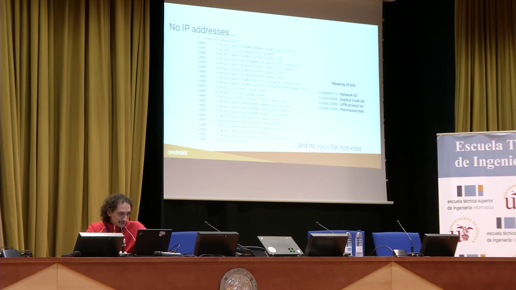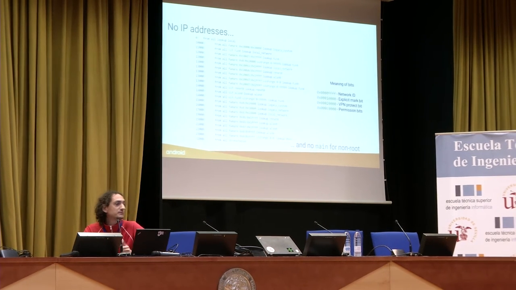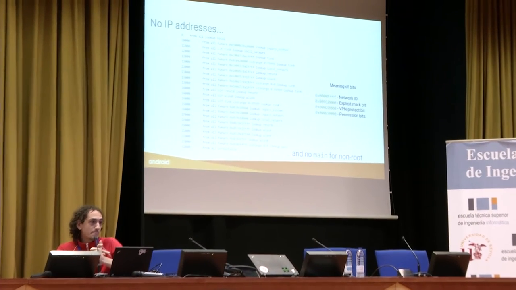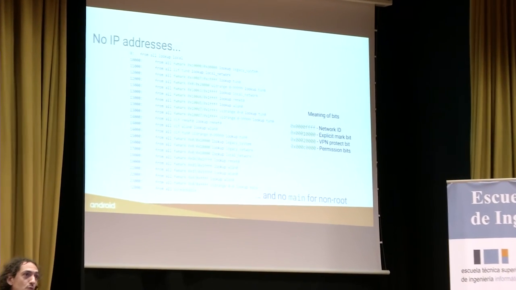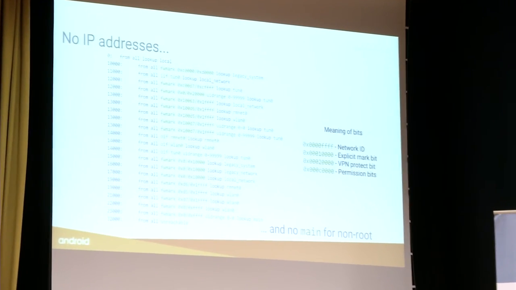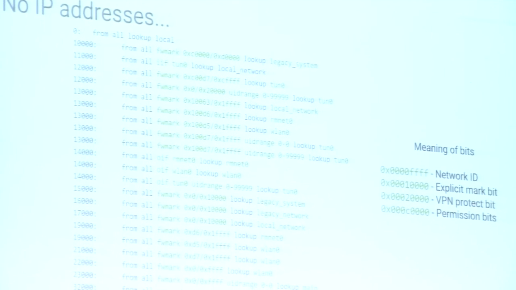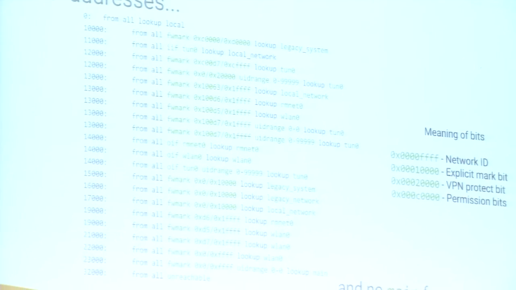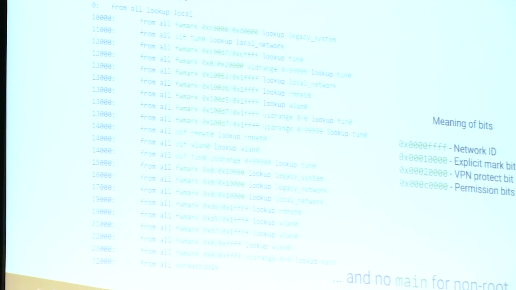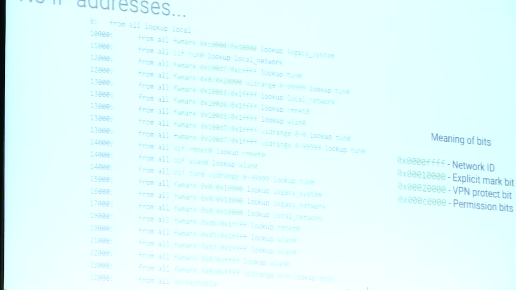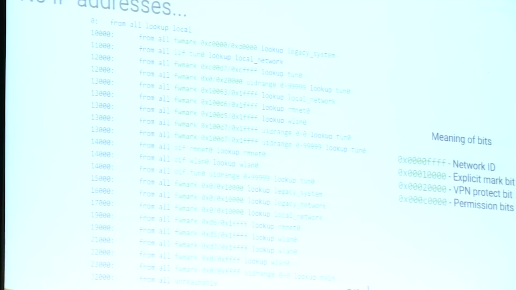So this is what, I don't know if you can read any of this at all, but this is what the rules look like. You can see that there are a lot of them. Some of them select for traffic where you've selected an interface by SO_BINDTODEVICE or IP packet info or things like that. Most of them select for marks. There's a difference between implicit marks and explicit marks. Then there are some permission bits and protect bits.